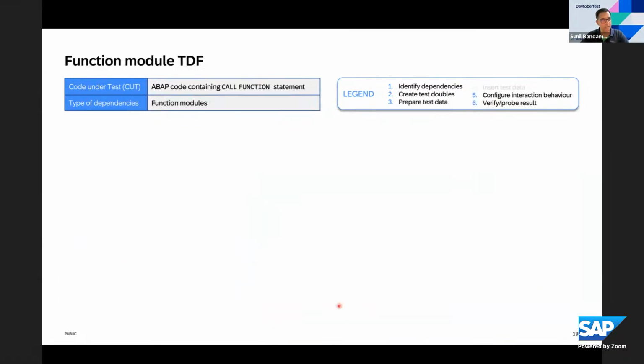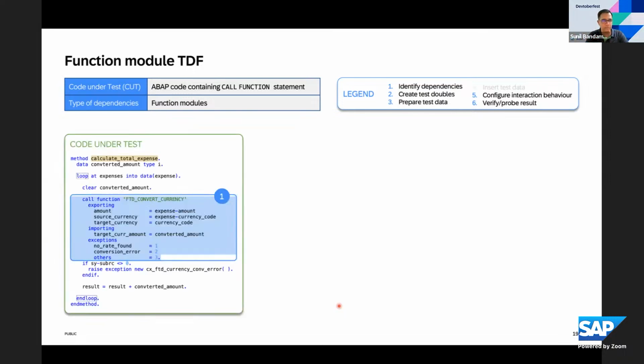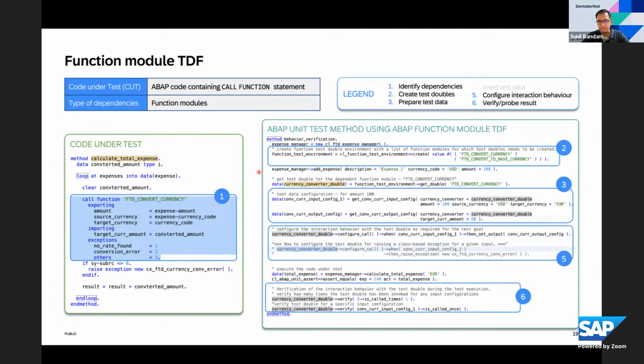Now let's see the function module test double framework next. Just like the previous one, any ABAP code having a call function statement, with function modules as dependencies. So here I have the code under test, the method which you have seen earlier in the slide when I was explaining the test scene, exactly the same. And then here I have a call function statement on the currency converter. So I already identified my dependency, which is a function module. So I need to use function module TDF.